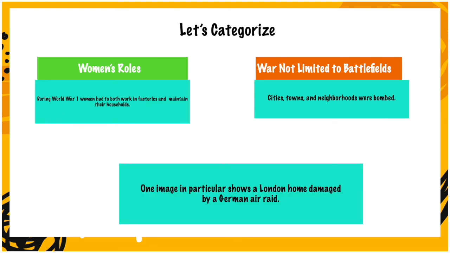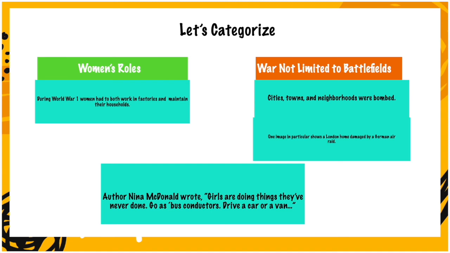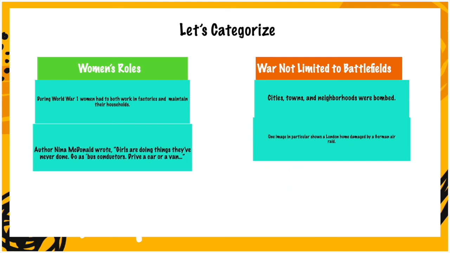Okay, let's look at another example. One image in particular shows a London home damaged by a German air raid. So that would go under war not limited to battlefields. It's talking about devastation that was caused because of the war. And then our last example, author Nina MacDonald wrote, "Girls are doing things they've never done. Go as bus conductors, drive a car or a van." Okay, so this would fit into the category of women's roles.